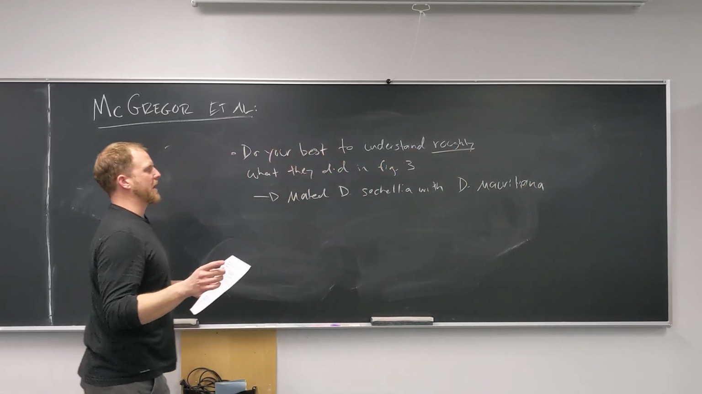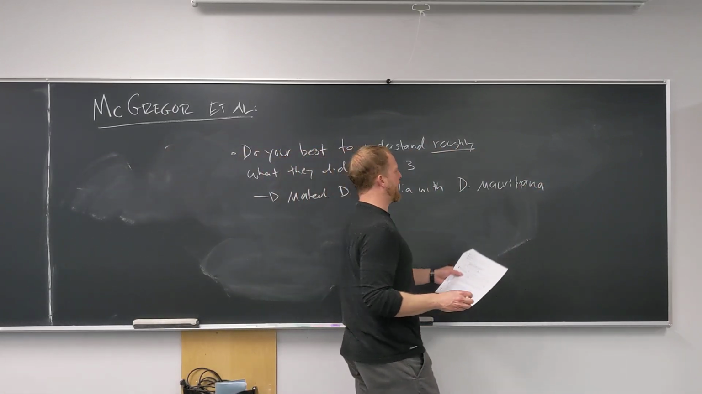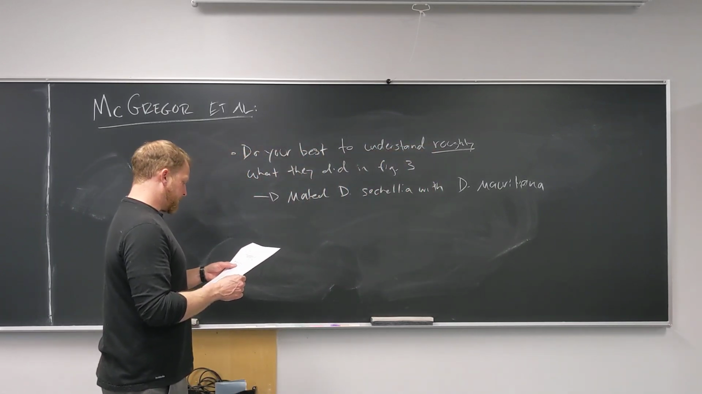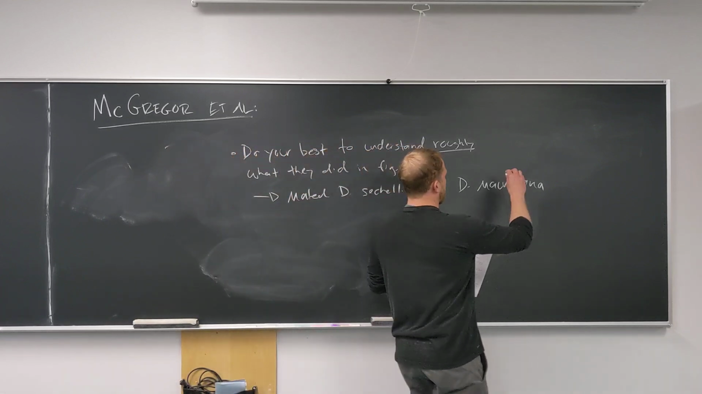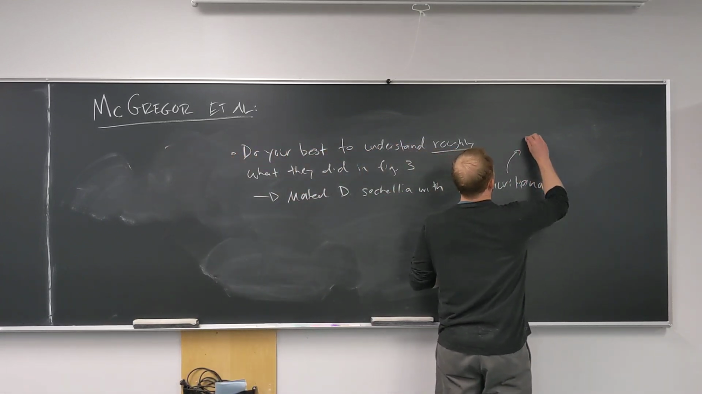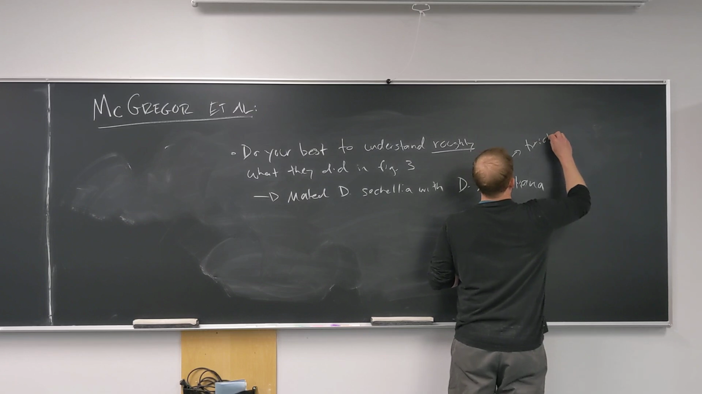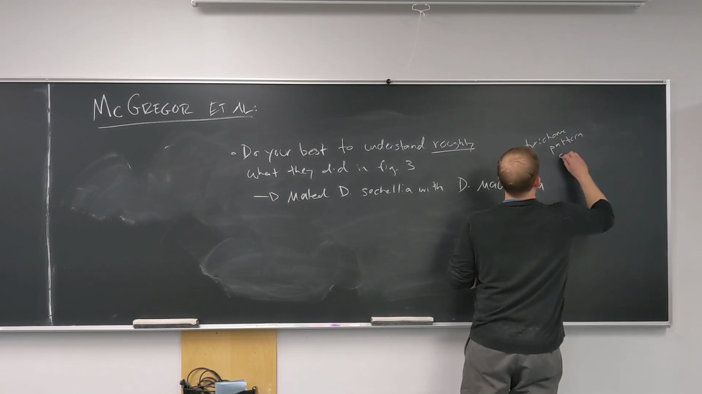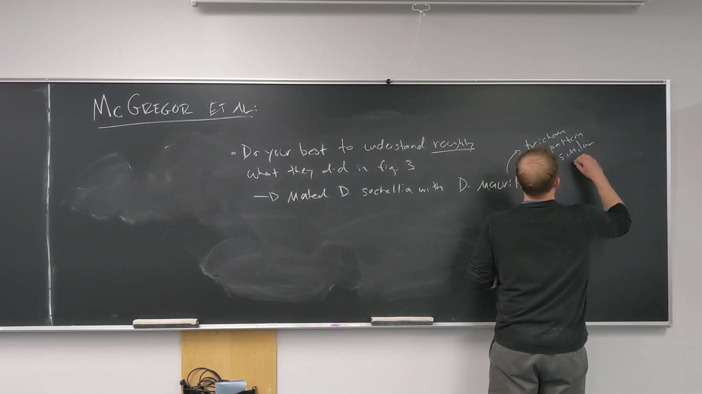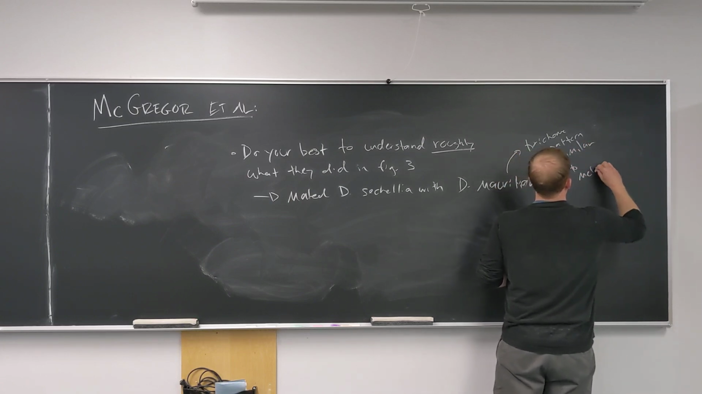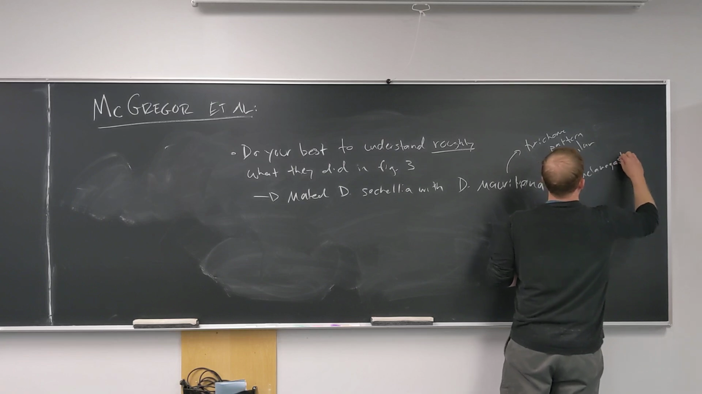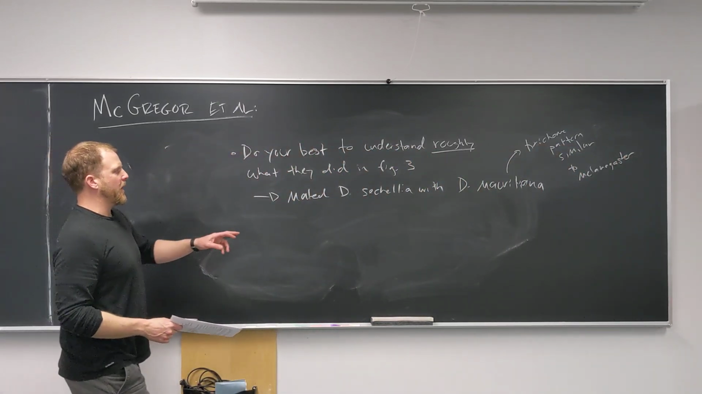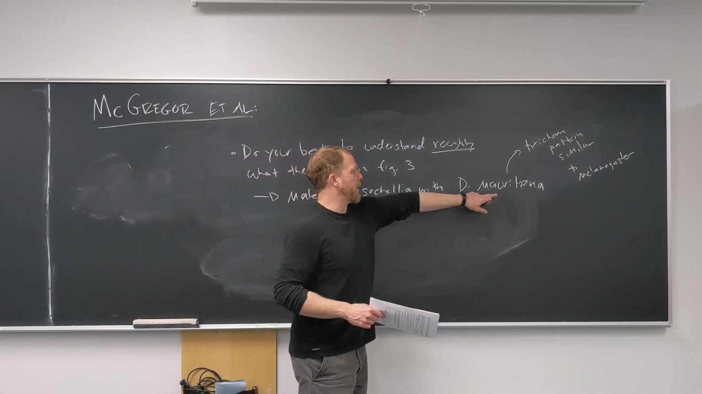I may not be pronouncing that right, but it's Mauritiana. And this one, Mauritiana, has a trichome pattern similar to melanogaster. Okay, so I'm not quite sure why they did this experiment mating Seychellia with Mauritiana.